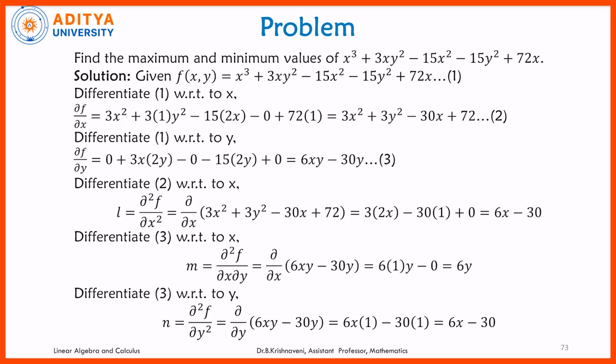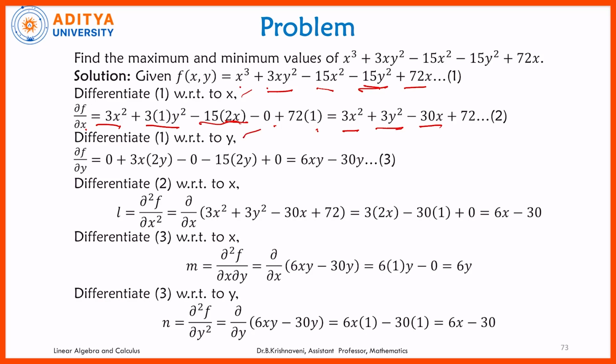So, given f(x,y) = x cube plus 3xy square minus 15x square minus 15y square plus 72x. Differentiate the above with respect to x, that is, dou f by dou x. With respect to x, we are treating y as constant: x cube derivative is 3x square, 3 into 1 into y square, plus 15 into 2x, constant minus 0, 72 into 1, which is 3x square plus 3y square minus 30x plus 72.